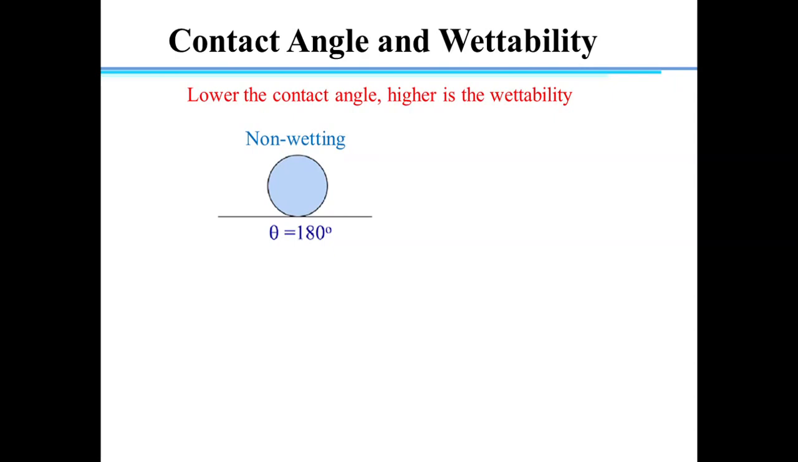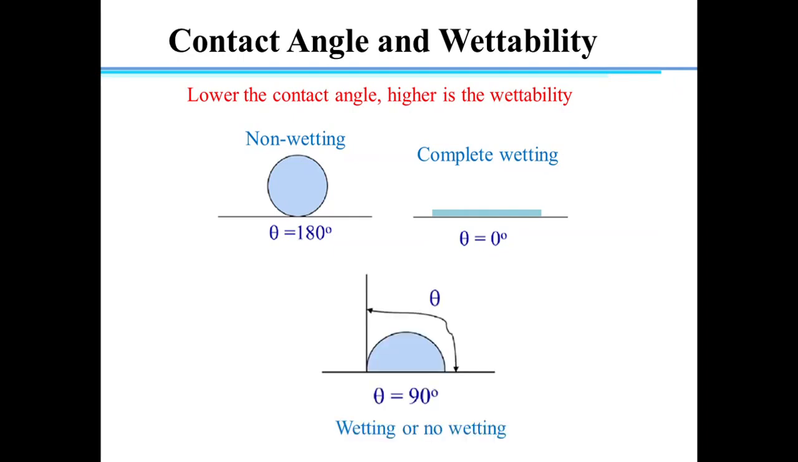Whereas in another situation, we can also have a drop spread out completely and cover the surface. In this case, the contact angle is 0 degrees and this would be perfect wetting or complete wetting. So, in case of perfect wetting, we have theta equal to 0 degrees, whereas in case of perfect non-wetting, theta is 180 degrees. But in most cases, we have something in between these two, where theta is between 0 and 180 degrees. So, 90 degrees is the angle where the two phases show either wetting or non-wetting.